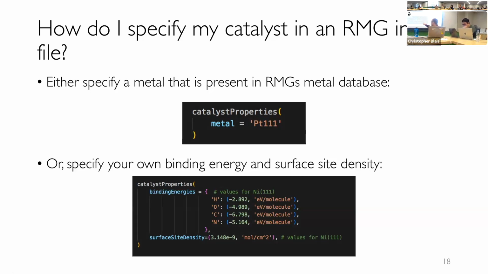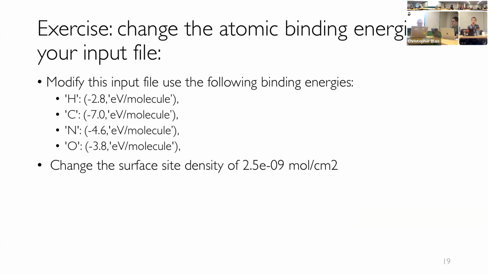This is useful if you're doing a screening study. You can just change carbon binding energy by itself or oxygen binding energy by itself, etc. And you can also specify a surface site density for it, if you want to test your own type of catalyst surface. So for the example, you can put in these values for platinum.